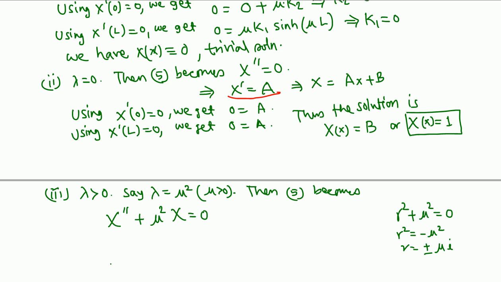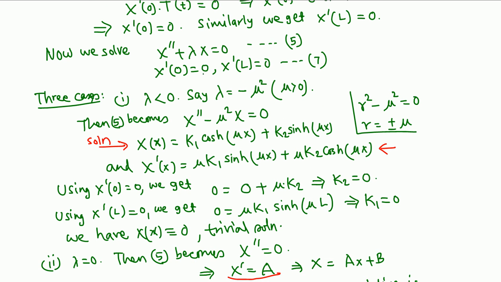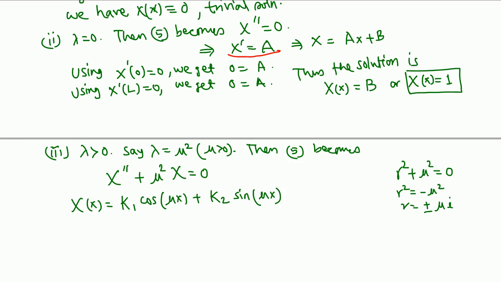Okay, so the solution is X as a function of x equals k1 regular cosine, because we have i, cosine mu x plus k2 sine mu x. But look at 7, the boundary conditions are given in terms of derivatives, so we need to find the derivative.